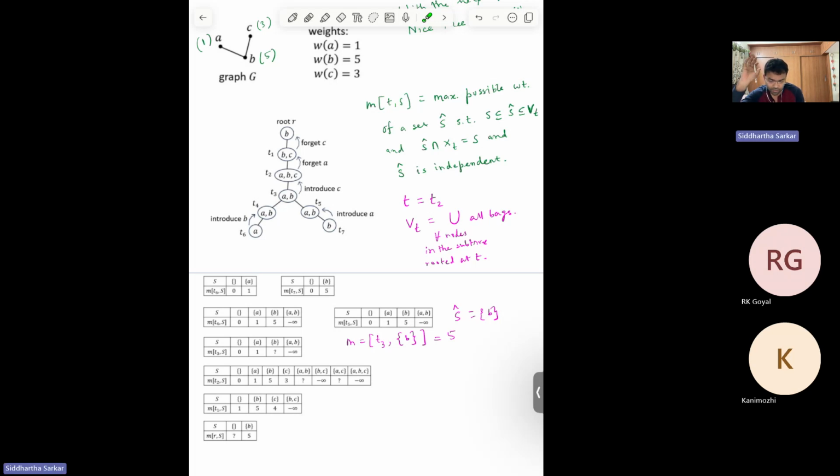So I'll now write, of course we have computed it, but let's do it by the recurrence also. So first identify the classification of this node T3. Yes, this node T3 is of join type. Now we'll check the formula for a join type node.